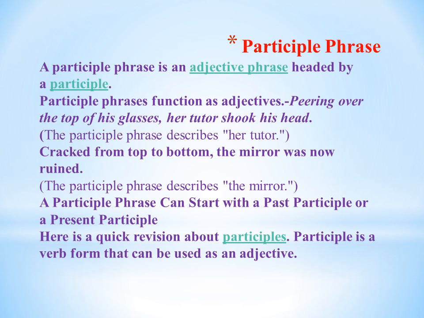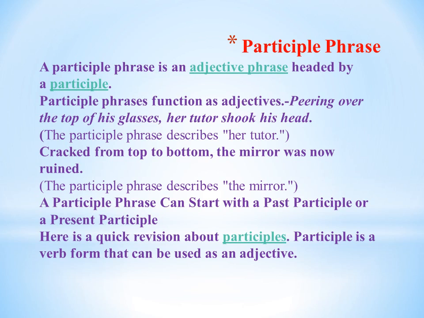A participial phrase is an adjective phrase headed by a participle. There are the following examples of participial phrases. Peering over the top of his glasses, her tutor shook his head. The participial phrase describes her tutor. Cracked from top to bottom, the mirror was now ruined. The participial phrase here describes the mirror.